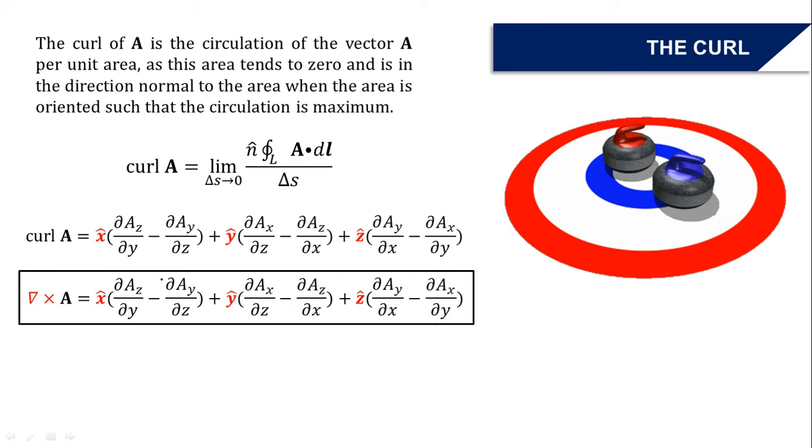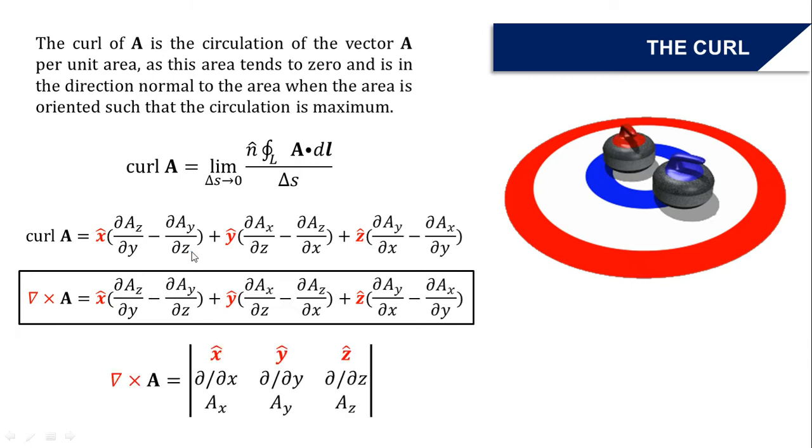Meron pang mas madaling way para mas matandaan ulit natin yung itong curl ng A. So, we can rewrite this as an expression or using the determinant. So, in this case, no, the curl of vector A del cross A is equal to itong expression na to. Okay? Again, no, del cross A is also not a determinant.